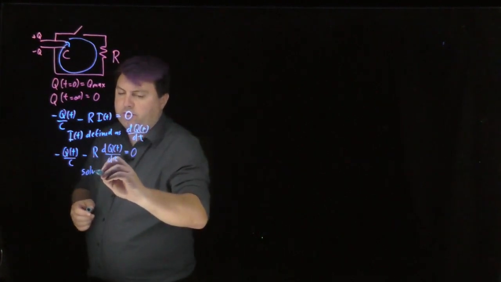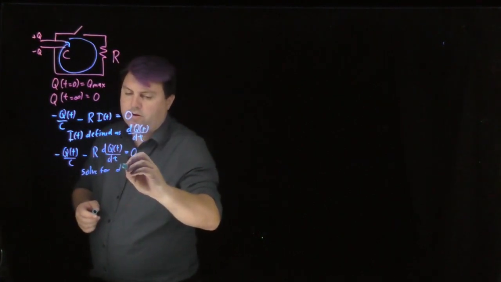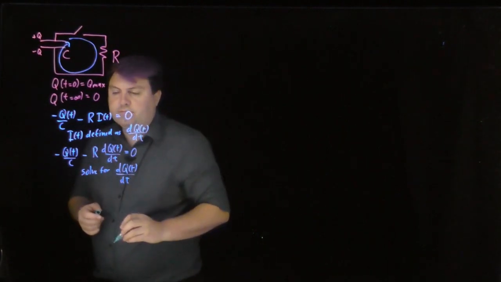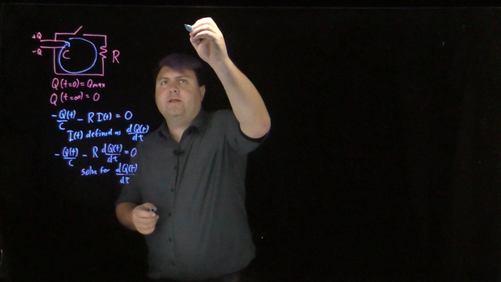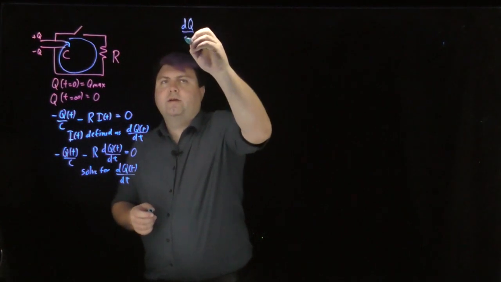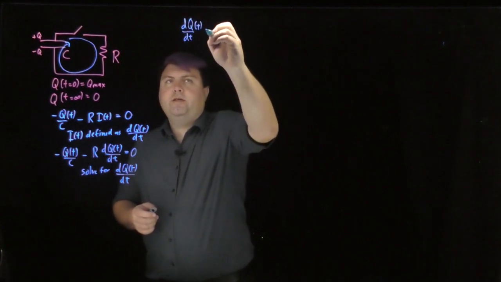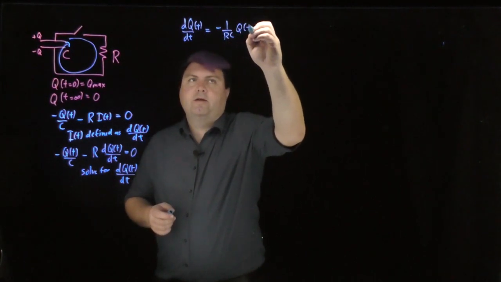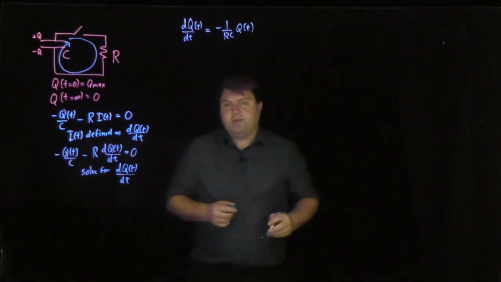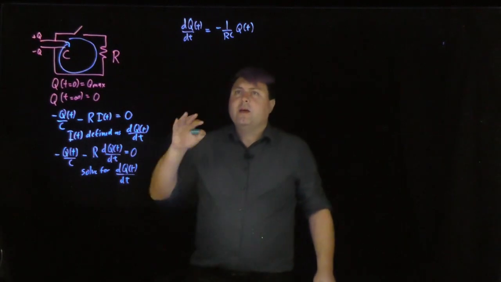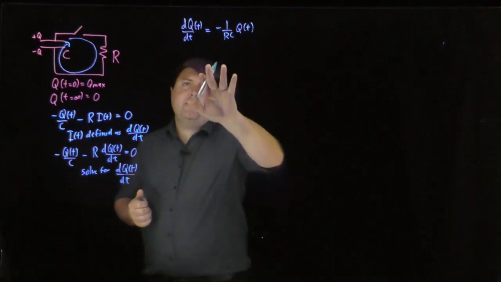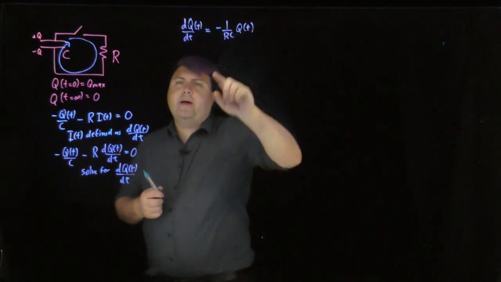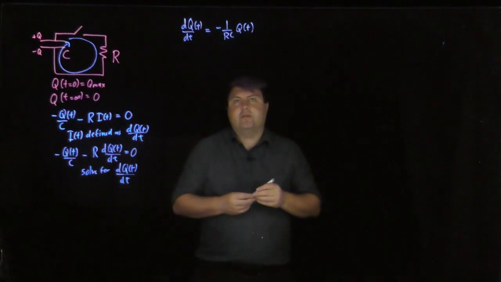And we're going to solve for dQ(t)/dt. So what this gets us is dQ/dt equals negative 1 over RC times Q(t). And as we said, this is a differential equation. The rate of dQ/dt depends upon the value Q(t).